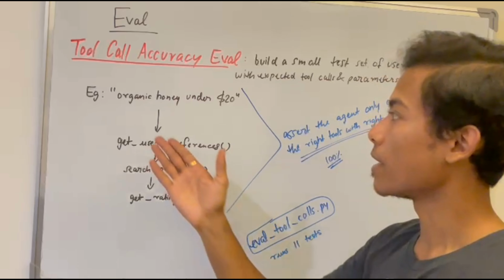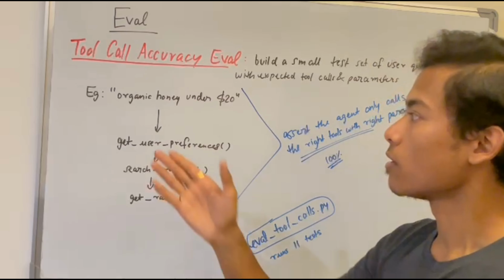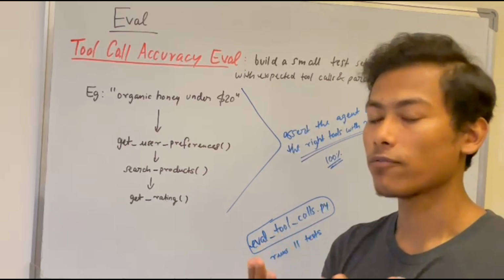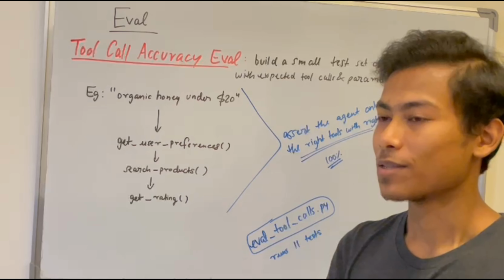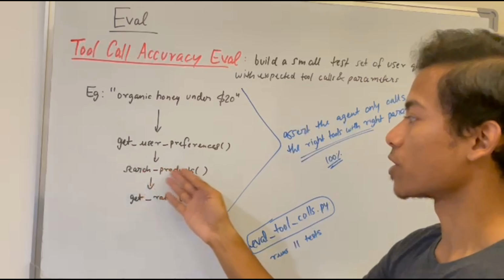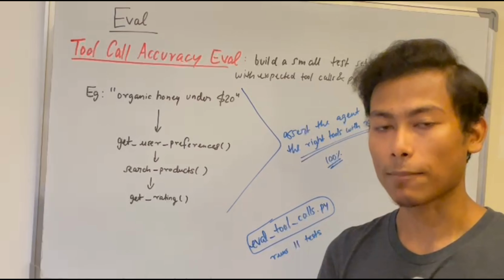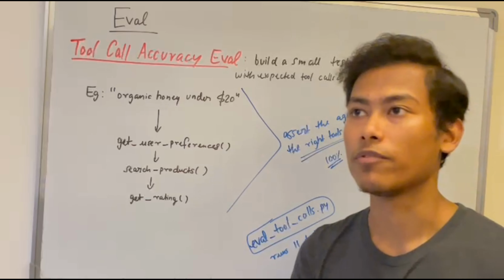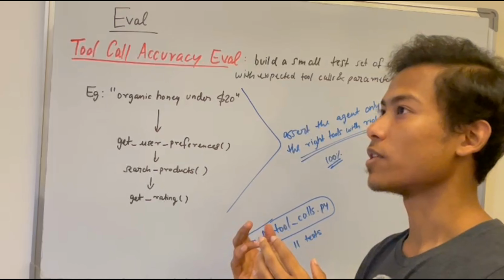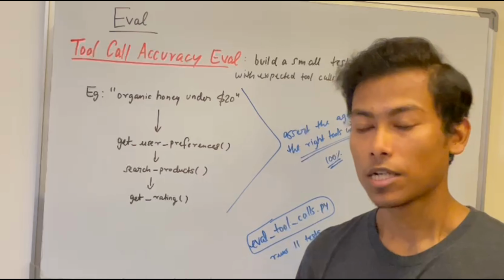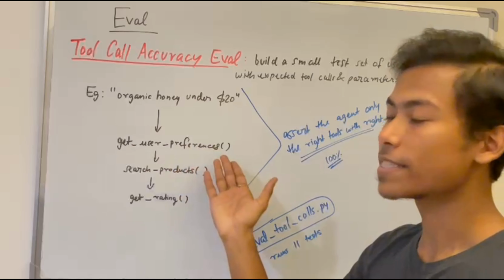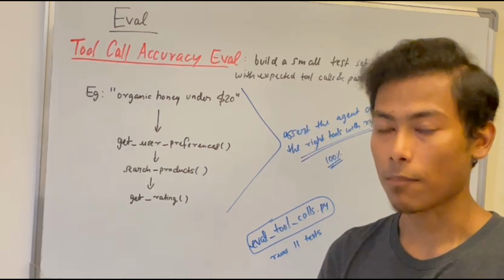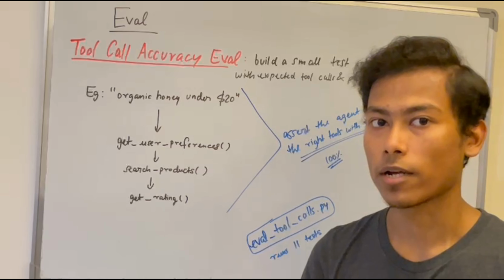As a user, I come in and I type a query in the chatbot: organic honey under $20. How many of you thought that the first step the LLM would do is call search products? Well, that's absolutely incorrect because we have something called get user preferences, where the database has stored our preferences. So the LLM will call this to get our preferences, that is, what the maximum price cap is, and if we prefer organic or inorganic.